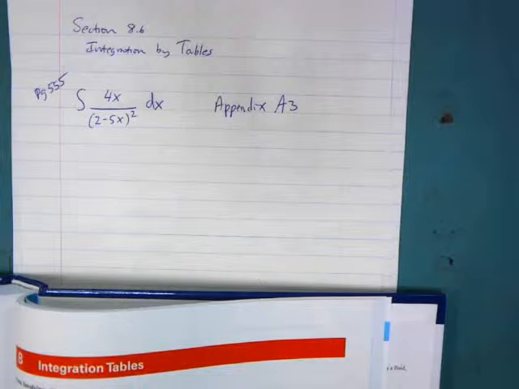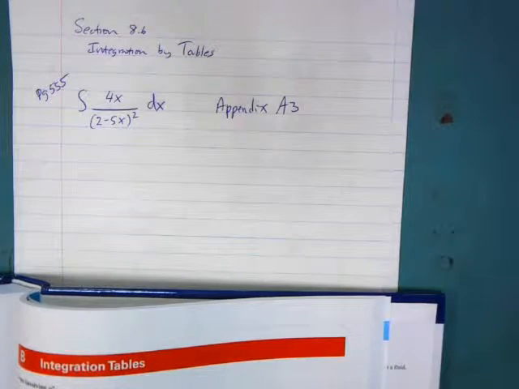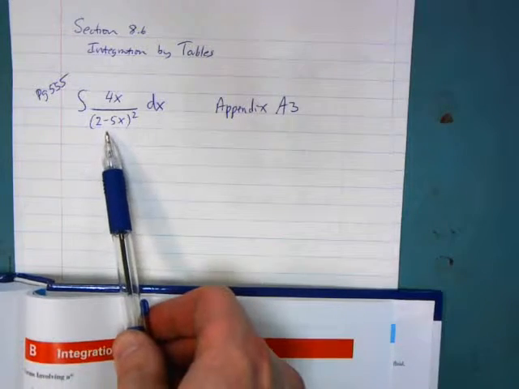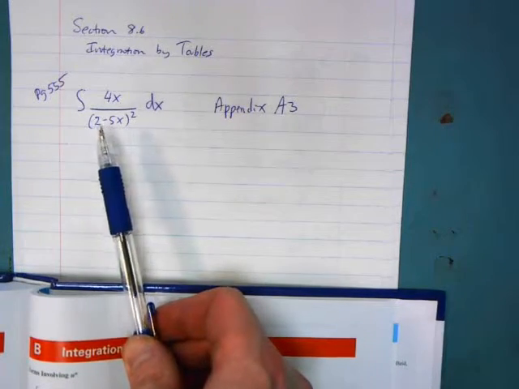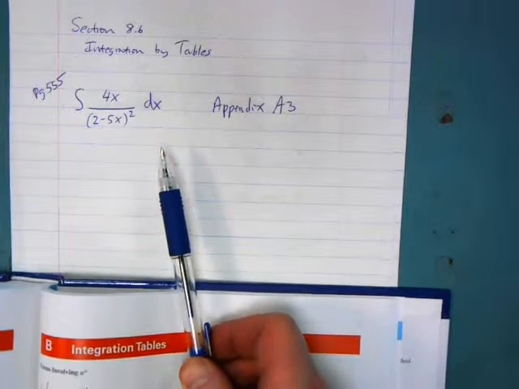If I weren't looking in the table, how could I answer that problem? I don't think that's a trig substitution problem. Trig substitutions usually have square roots, not squares. I don't think it's a trig sub. Partial fractions would definitely work. You would have A over 2 minus 5x, and then B over 2 minus 5x squared. Partial fractions would be one way you could do this problem.